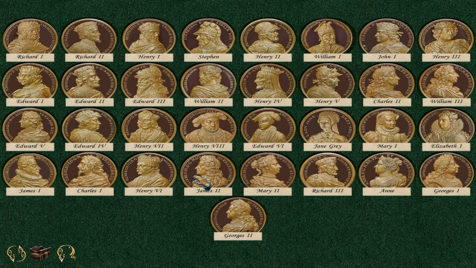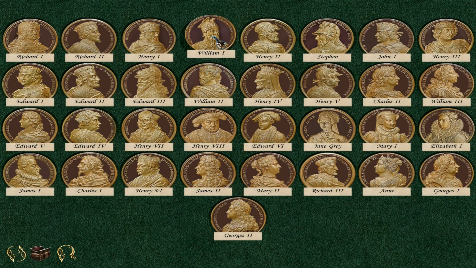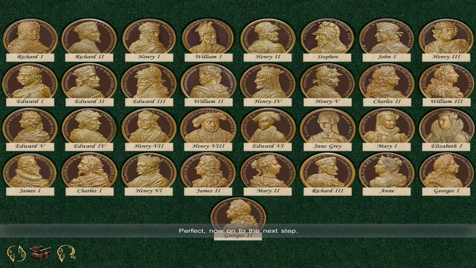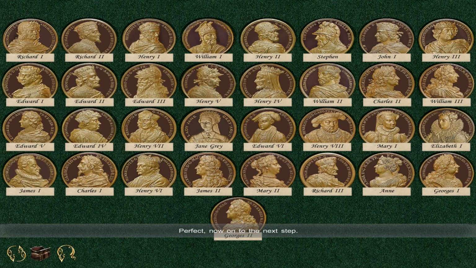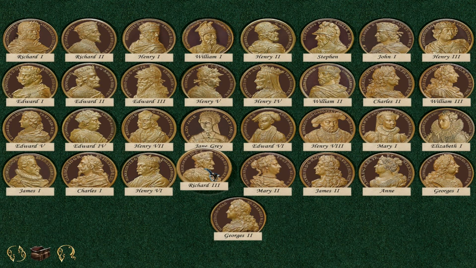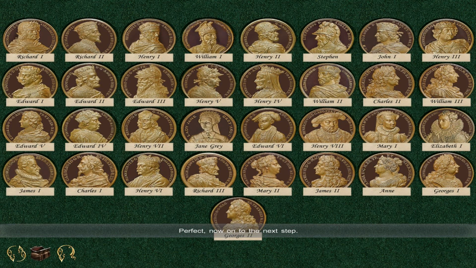Am I meant to just swap this entire row? Or am I meant to swap people with rows? Let's just do this. Perfect. Now on to the next step. It's the columns, isn't it? Yeah. Perfect. Now on to the next step. We go across. Perfect. Now on to the next step. Perfect. Now on to the next step.